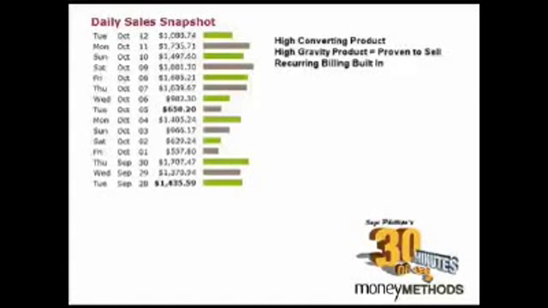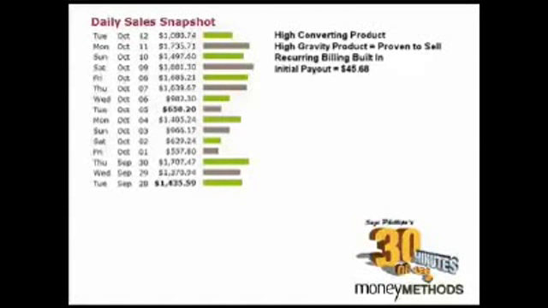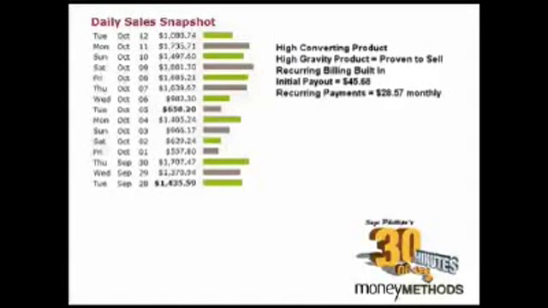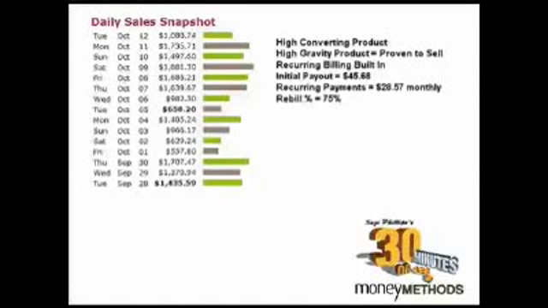And it has a recurring billing built right in. So the initial payout was $45.68, with another recurring billing of $28.57 per month. It also has a high rebill percentage of 75%, meaning that 75% of the people who buy it will resubscribe again, meaning payouts will continue for me.